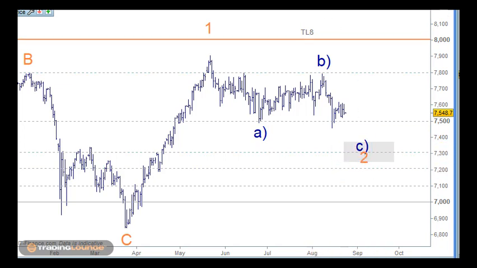So I'm still looking for one more move down. So I'm just trying to work through this as a complicated wave 4 correction as such, and then down, having wave 5 come down through here.